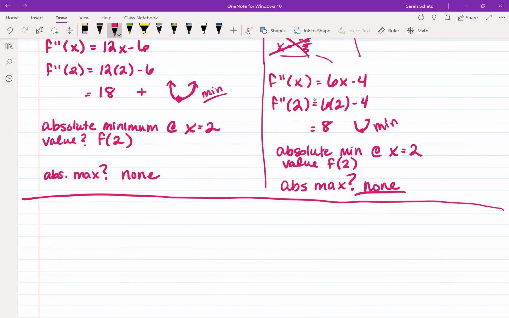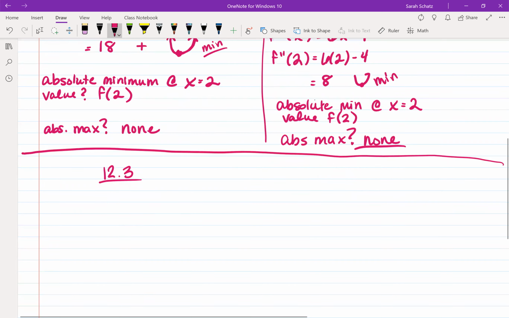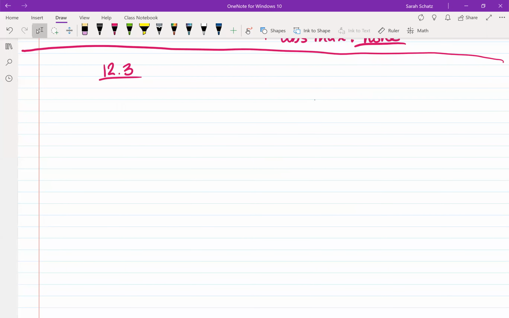Okay, so what I want to do now is summarize 12.3 again. I know I summarized the steps for the closed interval last time, but I'm just going to summarize again the differences between open and closed. Make sure that you know what to do in each case. So for a closed interval, so bracketed, including endpoints.